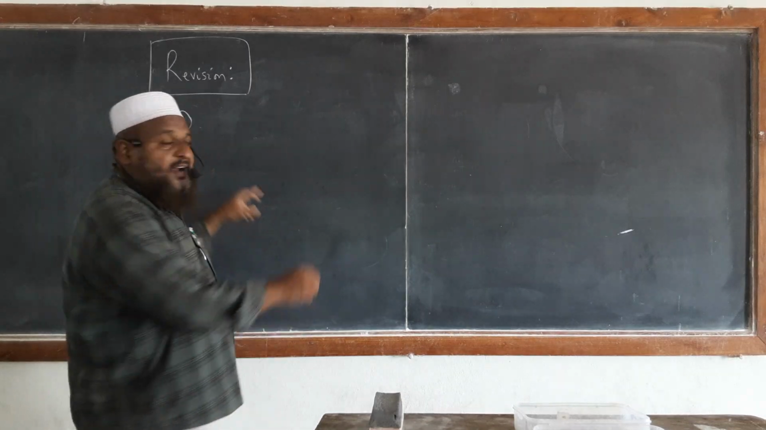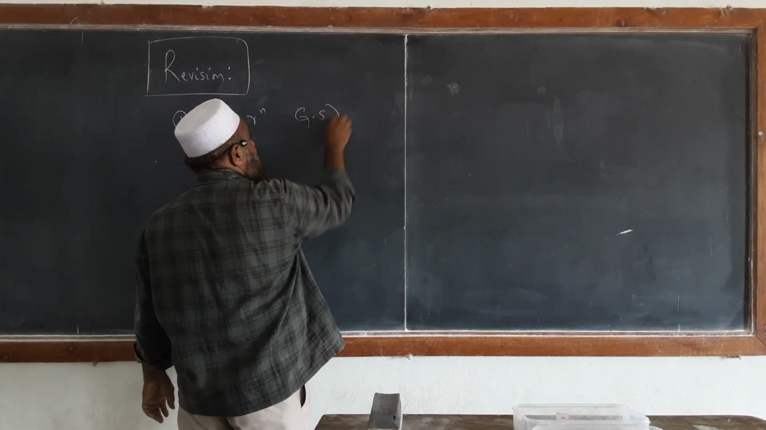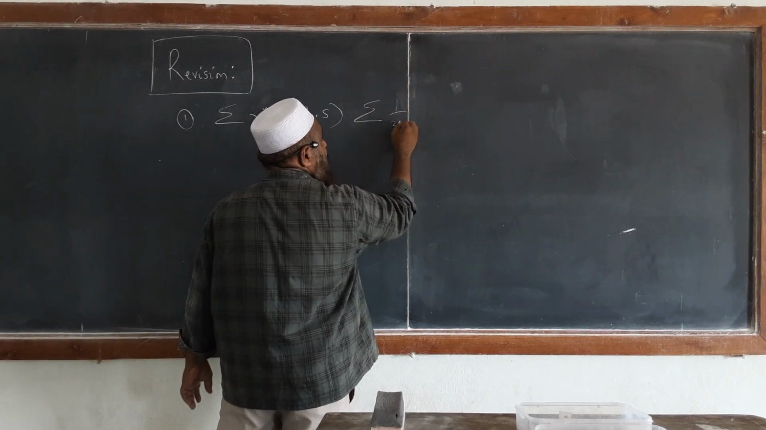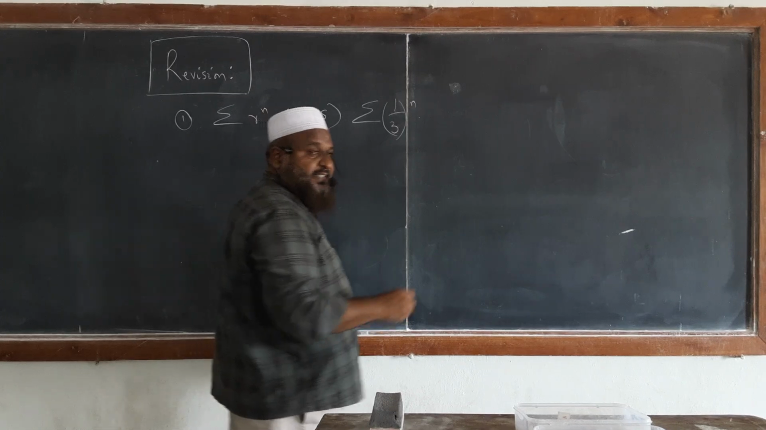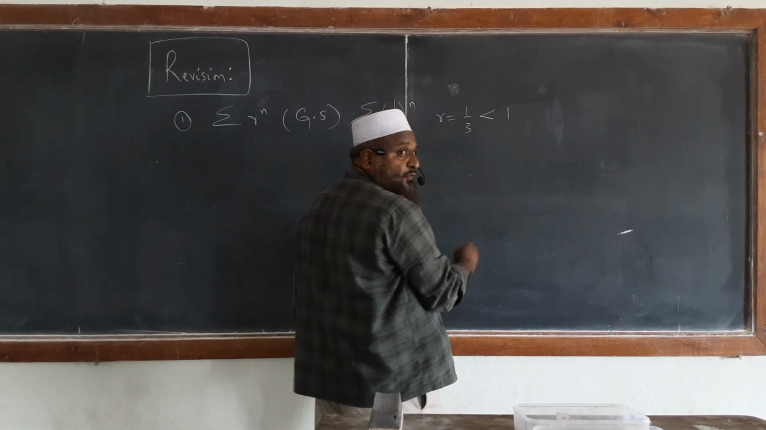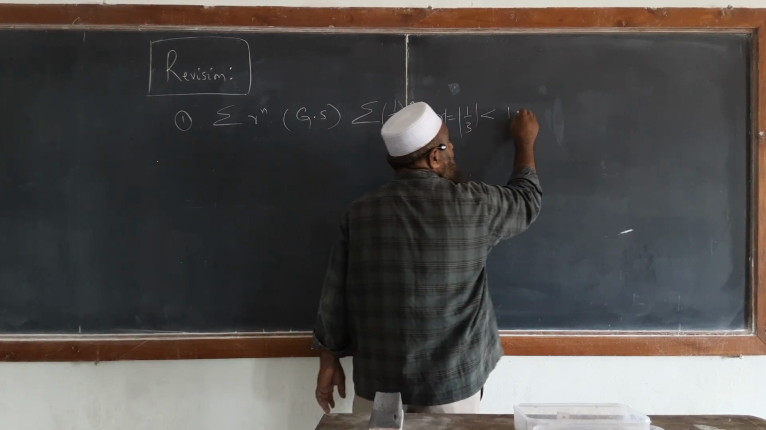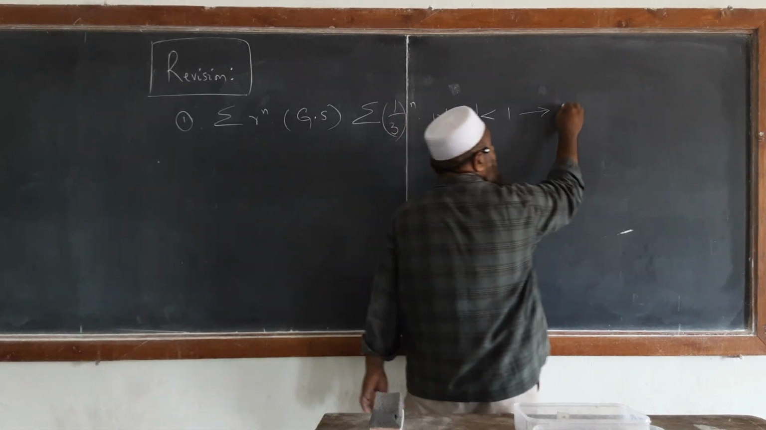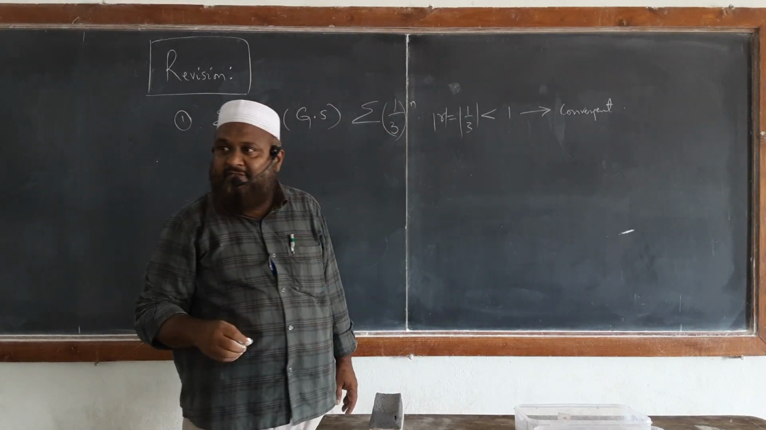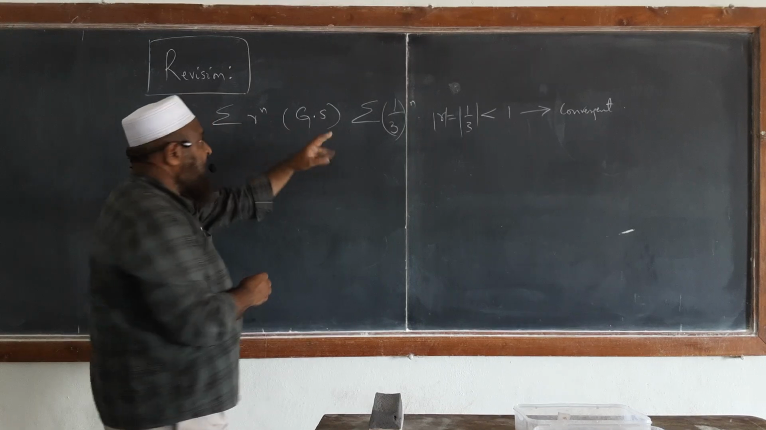First, sigma r power n. What is the name of this series? Geometric series. Example, sigma (1/3) power n. What is the r value? 1/3. Better to talk about mod r. This is mod 1/3, less than 1. So what is the declaration? Convergent. When mod r is less than 1, then only it is convergent. If it is 1 or greater than 1, divergent. Okay, no need to give another example.